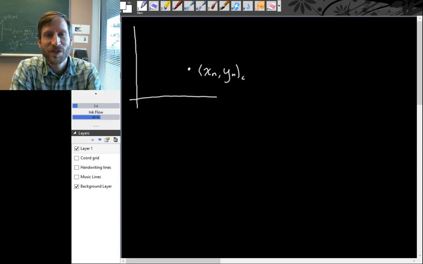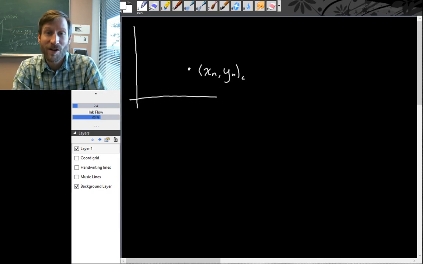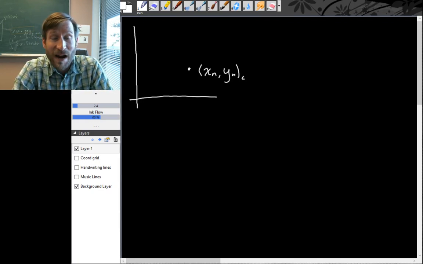Here's an example of using polar coordinates and trigonometric identities to make our lives better. Let's suppose that we are working on computer graphics. Computer graphics are often stored as lists of points, and each point has a different color.